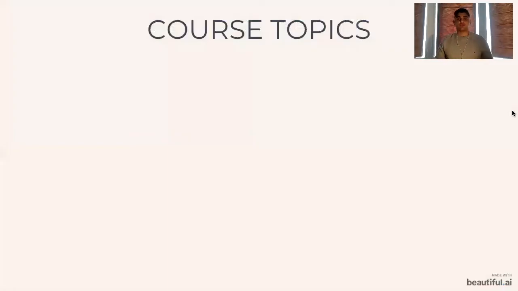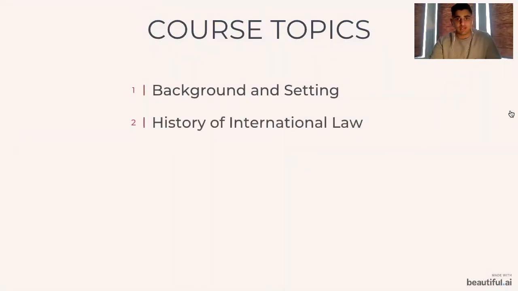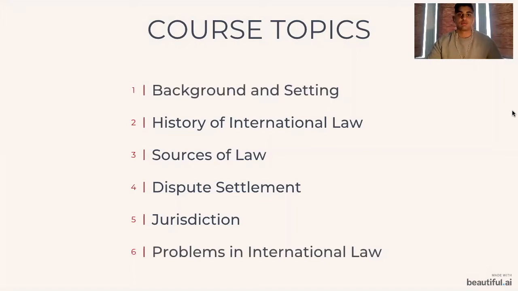So let's get on to the course topics. I've tried to encompass a broad range of topics in this course. However, it doesn't go into as much detail as perhaps a university lecture. So I've tried to be very concise and only cover the main points or the most popular areas that people are interested in. I'll be first looking at the background and setting of international law, looking at the history of international law, then looking at sources of law, and dispute settlement: how parties settle problems, and is there an international court, for example. Then jurisdiction, which is essentially when does a state have a right to prosecute, and problems that international law might face in the future.